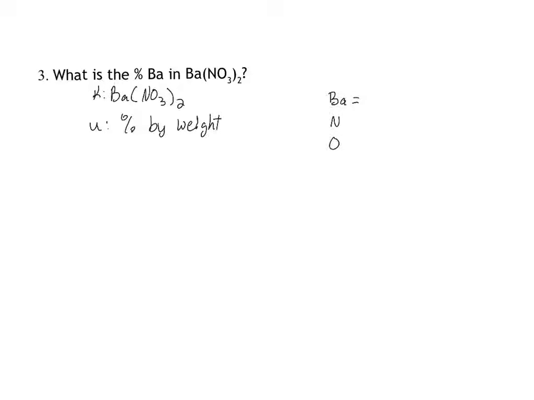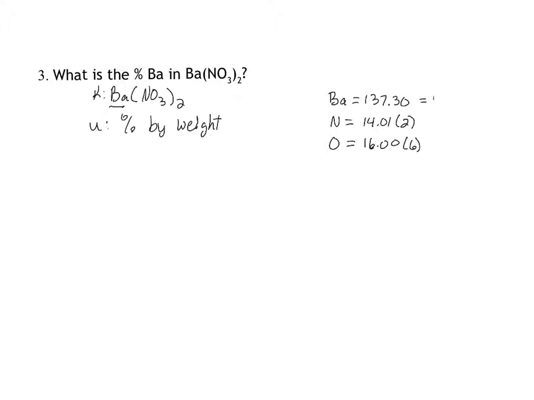So the weight of a barium atom is 137.30. Nitrogen is 14.01, and oxygen is 16.00. Now I have one barium atom. I have 2 nitrogen atoms, and I have 6 oxygen atoms.